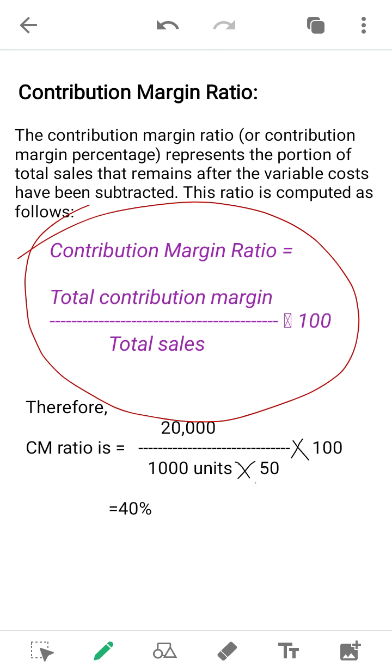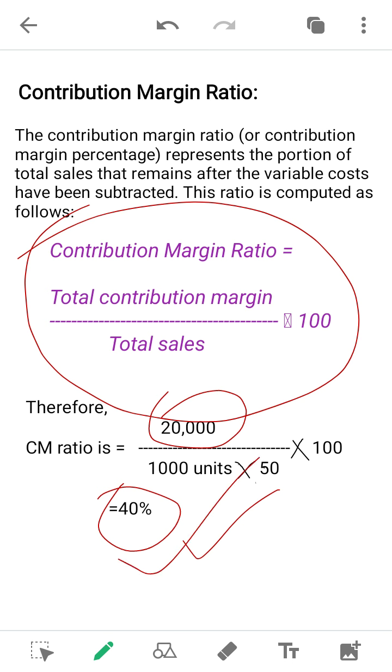That means total contribution margin divided by total sales into 100, we will find the contribution margin ratio. Therefore, if you calculate the previous example, you will find 40%. Here 20,000 is the contribution margin, 1,000 units into 50 taka is the total sales, into 100. You will find the CM ratio 40%. It is very easy. If you try in your house, then you will find that it is very much easy.